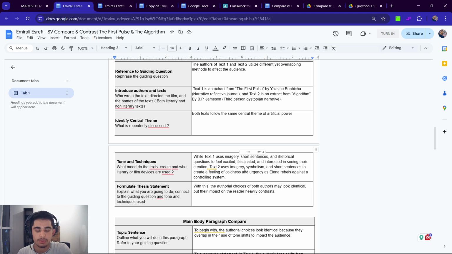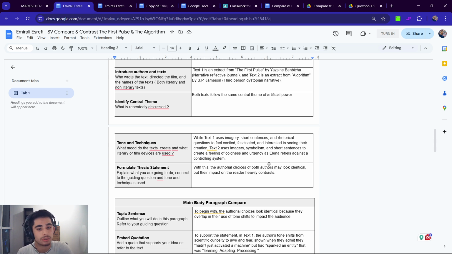So, this is where you combine A and B. From what you gained from your bank and feel methods, just write it down. The way I said it is: while text 1 uses imagery, short sentences, and rhetorical questions to feel excited, fascinated, and interested in seeing their creation, text 2 uses imagery, symbolism, and short sentences to create a feeling of coldness and urgency as Elena rebels against a controlling system. And your last step is to formulate thesis statements.